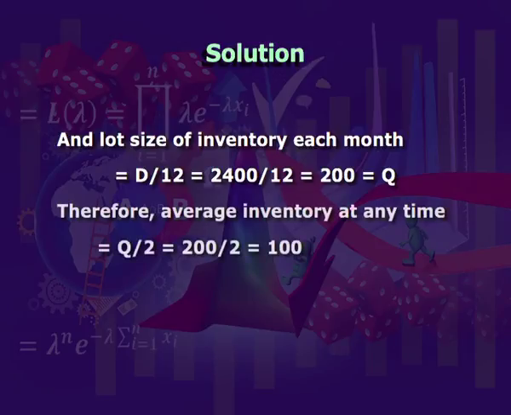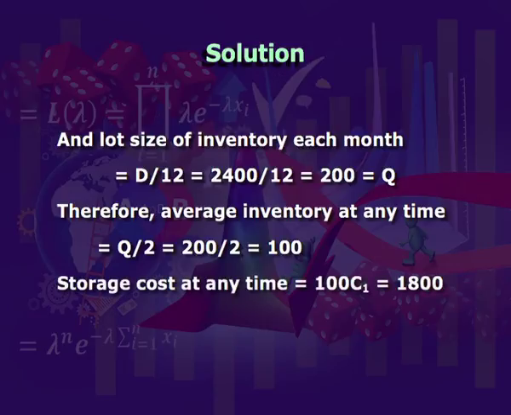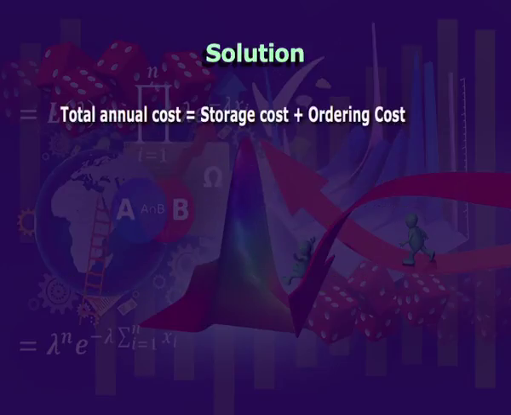And therefore, average inventory at any time is given by Q by 2, which is equal to 200 by 2 equal to 100. Storage cost at any time equal to 100 into C1. Substituting the value of C1, we get the answer 1800. Total annual cost equal to storage cost plus ordering cost, which is equal to 1800 plus 240 equal to 2040. Denote this result by number 2.